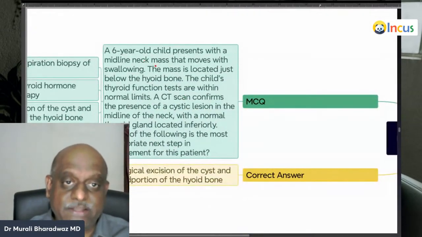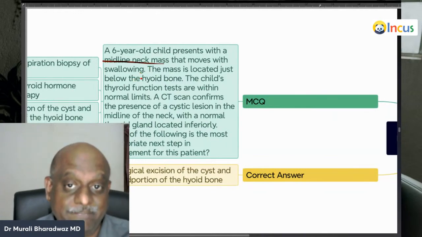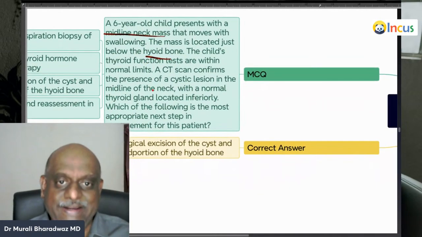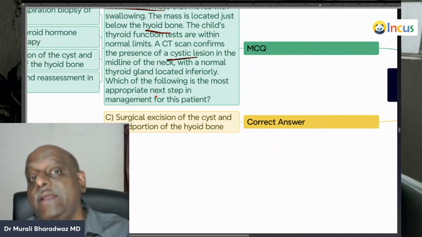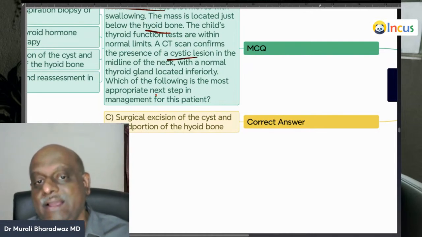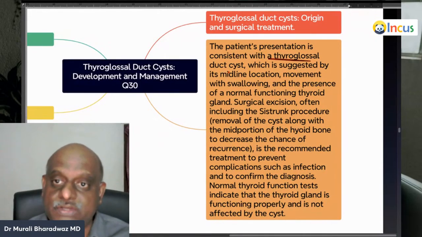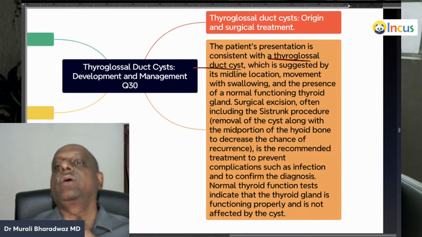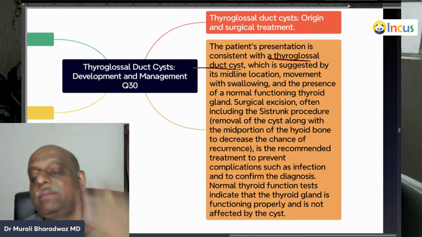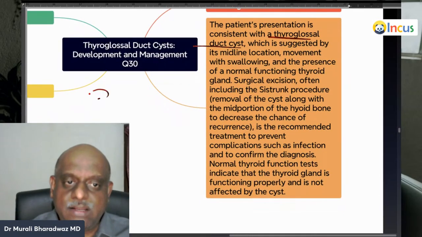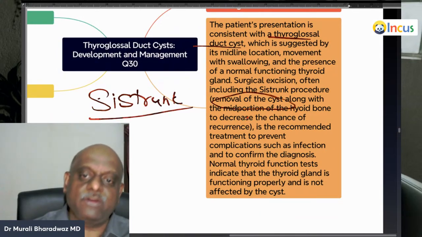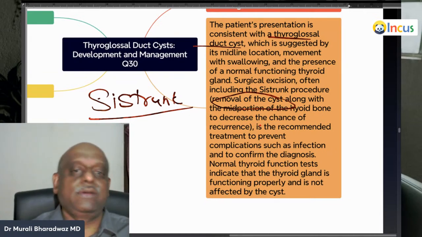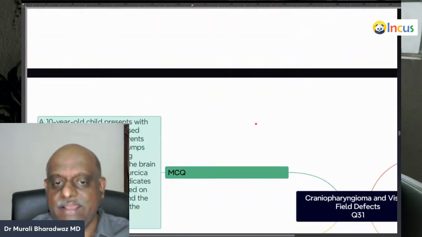Now, a 6-year-old child presents with a midline neck mass that moves on swallowing. The mass is located below the hyoid, but thyroid function tests are normal. It is a cystic lesion, and the normal thyroid gland is located inferiorly. So what is the diagnosis, doctor? Thyroglossal duct cyst, because of its midline location, movement with swallowing, and presence of a normally functioning thyroid gland. So surgical excision called Sistrunk operation, where there is removal of the cyst along with the middle part of the hyoid bone, is the one which needs to be done in this given case.